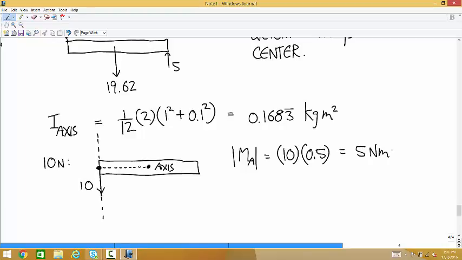And would this force make this thing rotate counterclockwise or clockwise? Counter, yep. And so the total moment, or the moment with the sign attached, is positive 5 Newton meters.